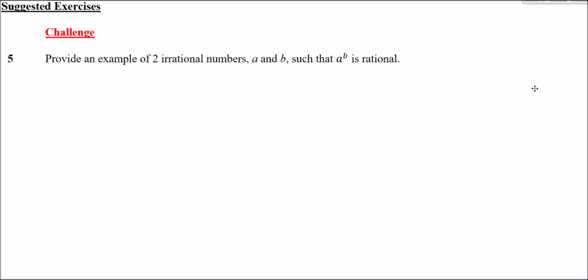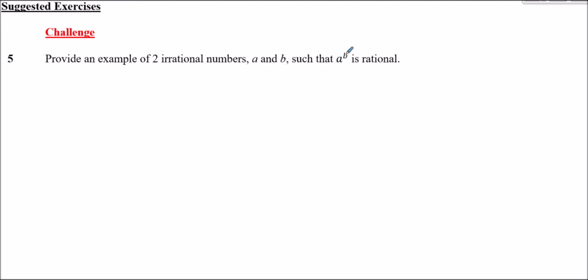Finally, question 5. This is a good one to think, pair and share with. Talk it through with a neighbour and see if you can crack it. I totally forgive you if you didn't crack this one, and I do also forgive you if you had a Google of it. It's just to get you thinking, really. So provide an example of two irrational numbers, a and b, such that a to the power b is rational. So this is one way you either see it or you don't really.